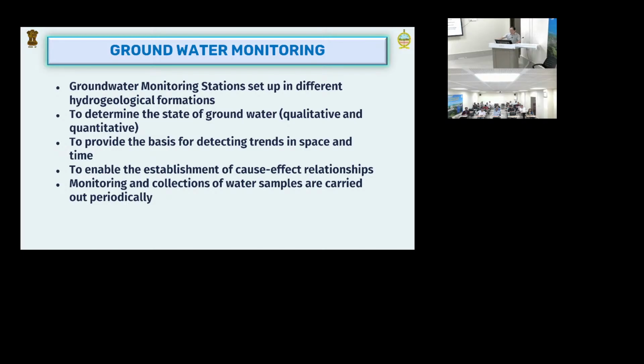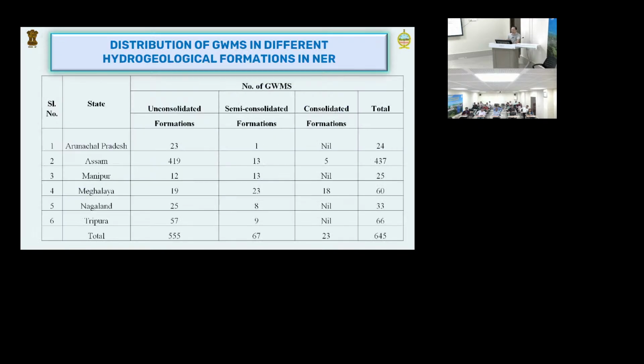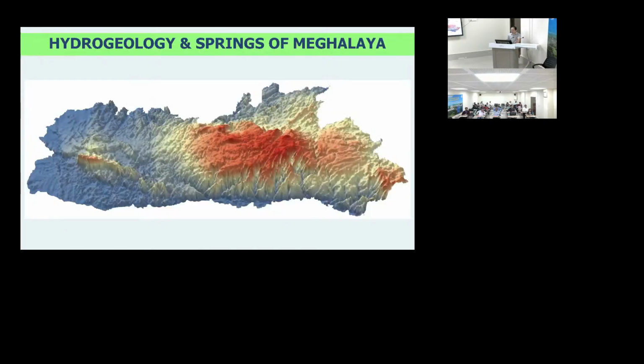At CGWB, we have monitoring stations in different hydrogeological formations to determine the state of groundwater. We calculate the dynamic groundwater resource using the data from those groundwater monitoring stations, and to enable the establishment of cause and effect relationships, collection of water samples is also carried out periodically. This is the distribution of groundwater monitoring in different hydrogeological formations in NER. We have around 650 monitoring stations.